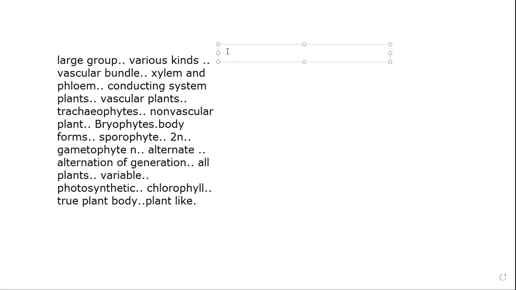Generally, bryophytes are known as amphibious plants. Why are they known as amphibious plants? They are known as amphibious plants because they are dependent on water. Dependent on water for what? Dependent on water for their sexual reproduction. Without water, the sexual reproduction of bryophytes is impossible to occur.